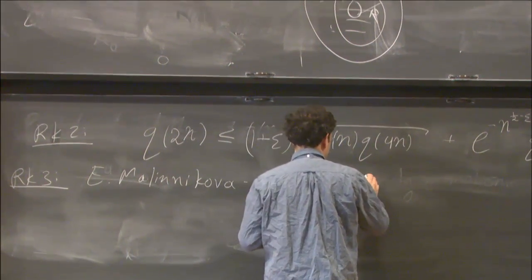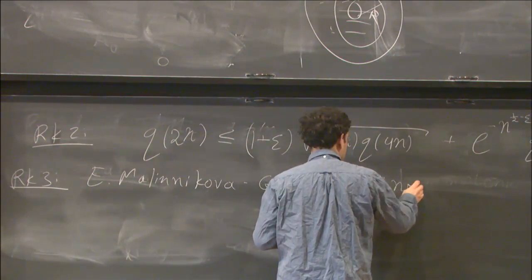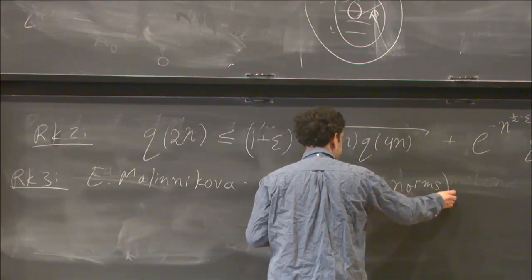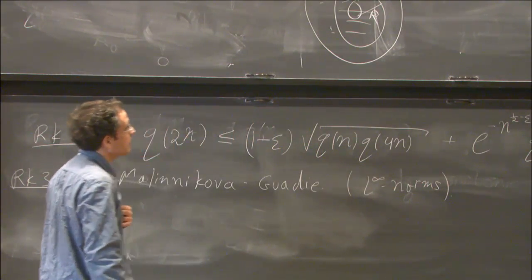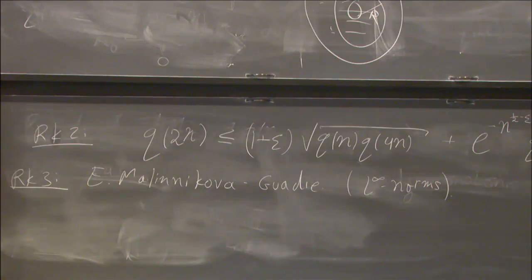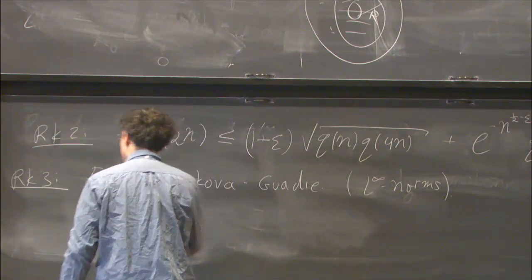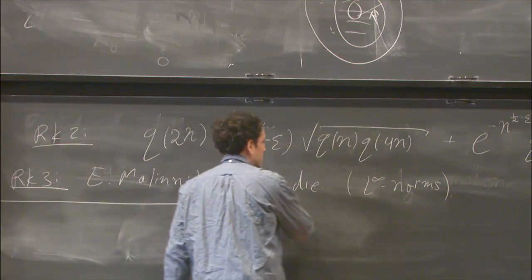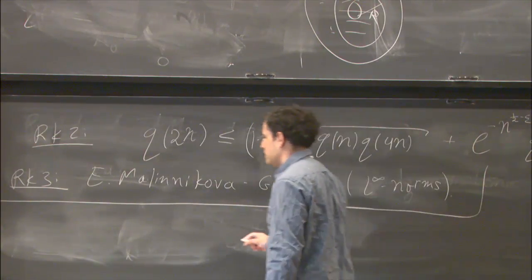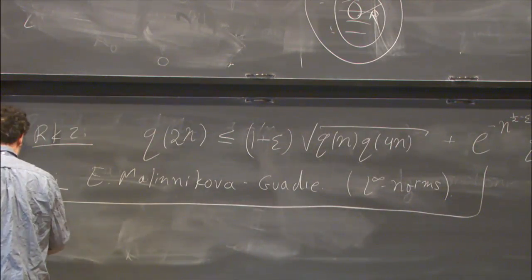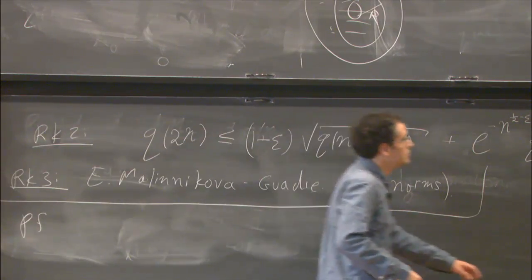And this was about L infinity norms. Okay, so let me say how you see that this corollary is immediate from the theorem on absolute monotonicity. So here is the proof of the corollary. Maybe I write it here.